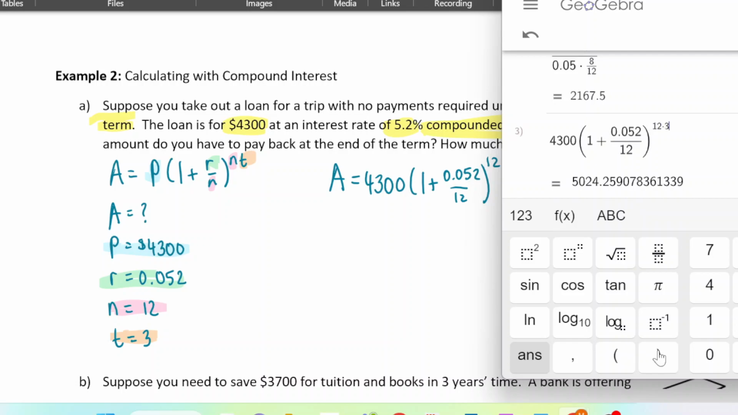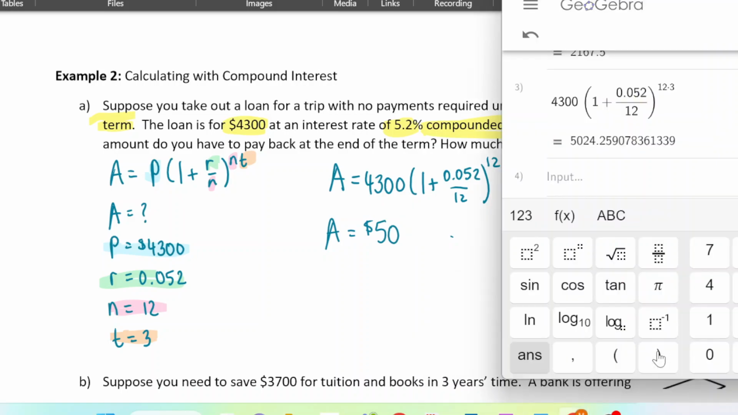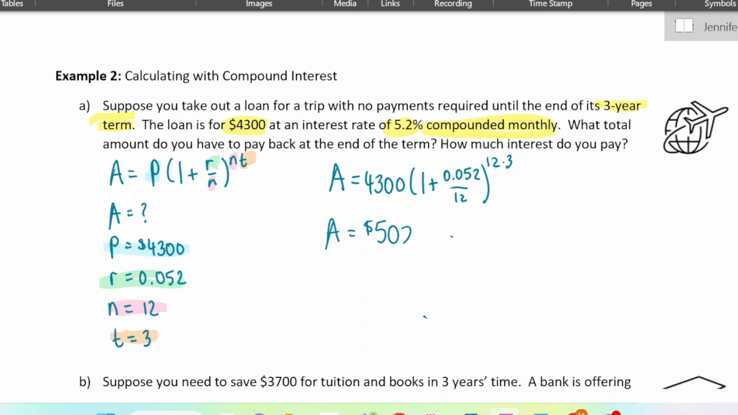Okay, here we go. So the total amount at the end is $5,024.26. We do have to round it to 2 decimal places. So 5,000, and then it was $24.26. So that's the amount we have to pay back. Now that's part of the question. And then the other part of the question was the interest. So the interest would be the extra that we had to pay.